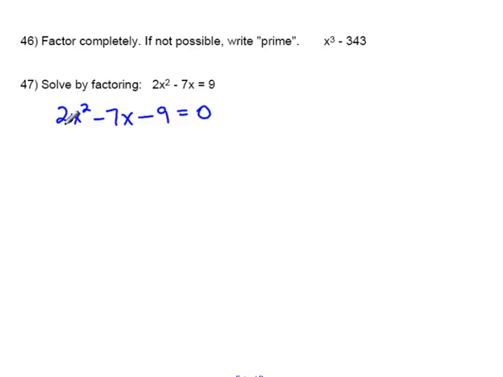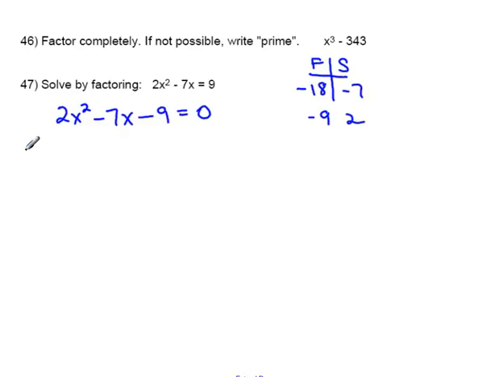Well, that's an AC method trinomial with a 2 in front, so we're thinking about factors of negative 18 whose sum is negative 7. 2 times negative 9, that's the negative 18, whose sum is the middle term, the negative 7. So what two numbers would that be? Well, it looks like it's going to be 9 and 2. My signs would be negative 9. So negative 9 times 2 is negative 18. Negative 9 plus 2 is a negative 7.